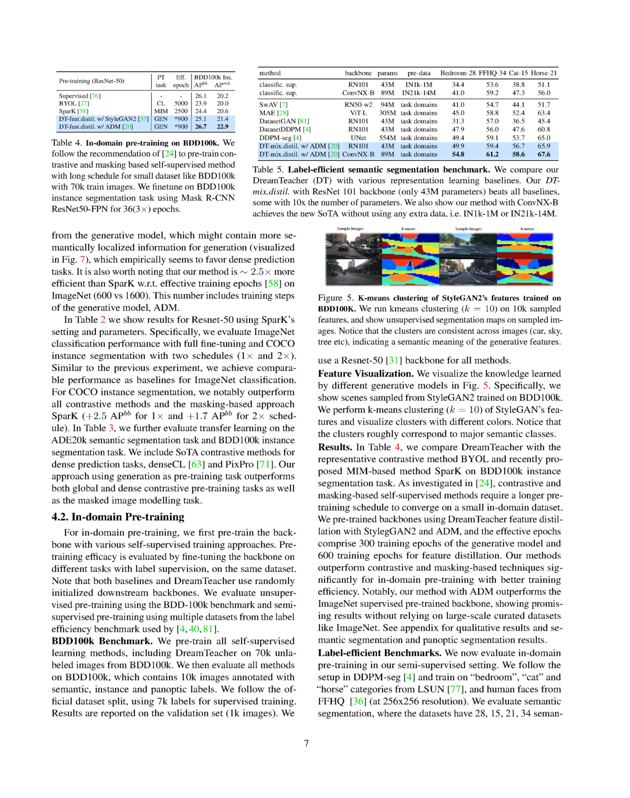Next, we evaluate in-domain pre-training in our semi-supervised setting. We train on bedroom, cat, and horse categories from LSUN, and human faces from FFHQ, at 256 by 256 resolution. We evaluate semantic segmentation, where the datasets have 28, 15, 21, 34 semantic classes, respectively. Datasets contain only 40, 30, 30, and 20 labeled images. We pre-train all models from scratch, without ImageNet pre-trained initialization. We use UPerNet for semantic segmentation.